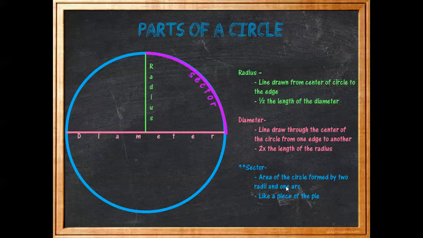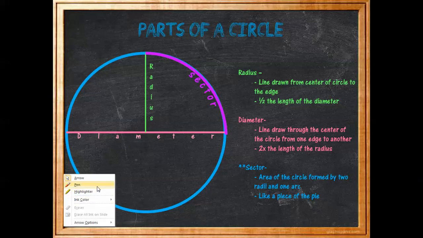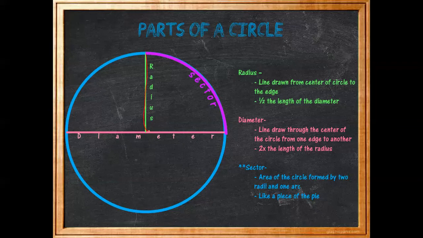A sector is an area of the circle formed by 2 radii and 1 arc, like a piece of a pie. So a sector is this part right here. That would be the sector.